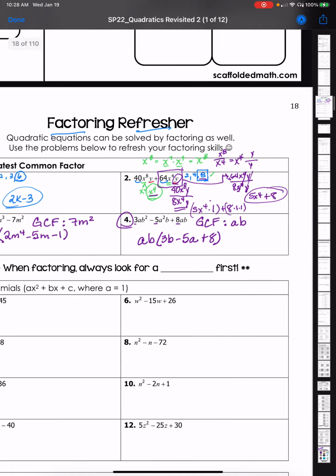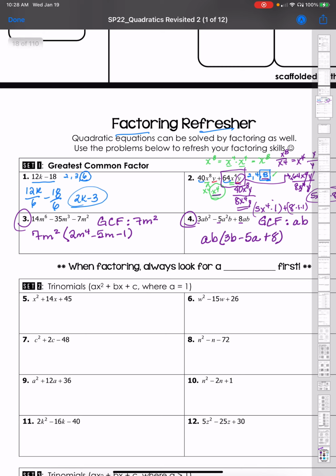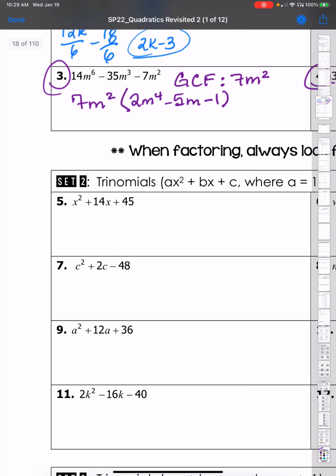As I said before, when you are beginning to factor, you always look for a greatest common factor: the largest number that will go into your trinomial or binomial, whatever polynomial you're dealing with. So let's look. We have x squared plus 14x plus 45. Now this is in standard form.